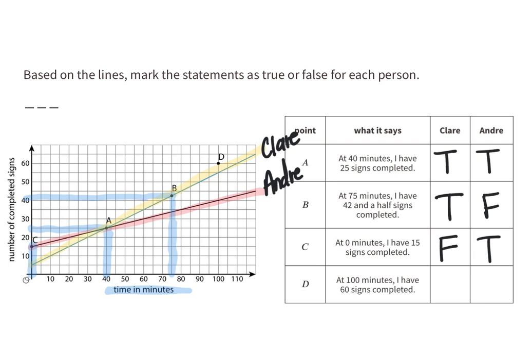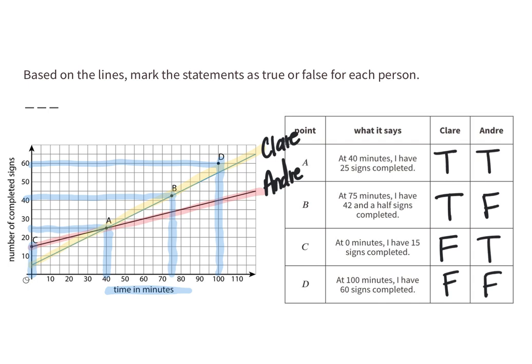At 100 minutes, I have 60 signs completed. So at 100 minutes, I'm going to find 100 minutes. And we have 60 signs completed. That's point D. Whose line is that on? That point isn't on either line. So that means it's false for Claire and Andre.